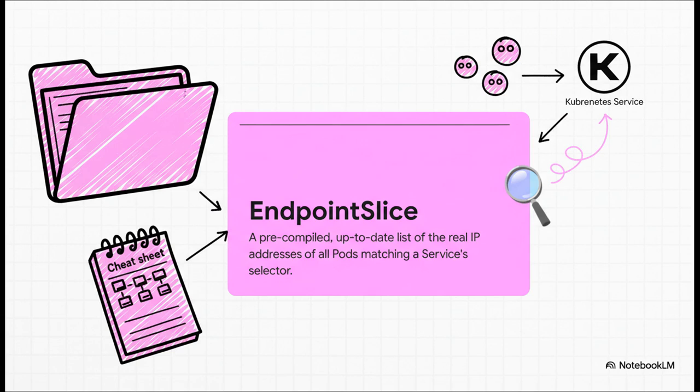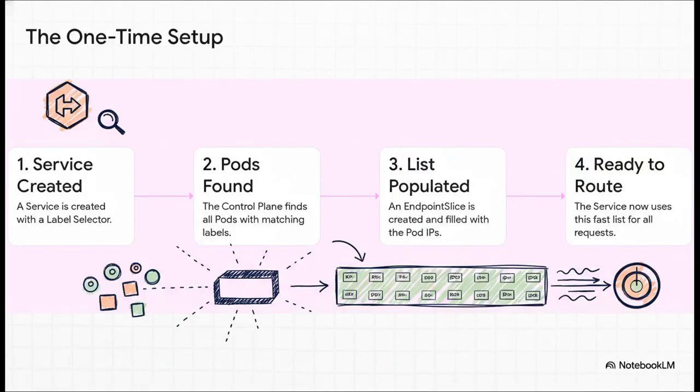So what the heck is an endpoint slice? Just think of it like a cheat sheet. It's a precompiled, optimized list. When you first create the service, Kubernetes uses that label selector one time to find all the matching pods. Then it takes their real, current IP addresses and puts them into this simple list, the endpoint slice. And this whole setup process, it happens in a flash, and it only happens once.